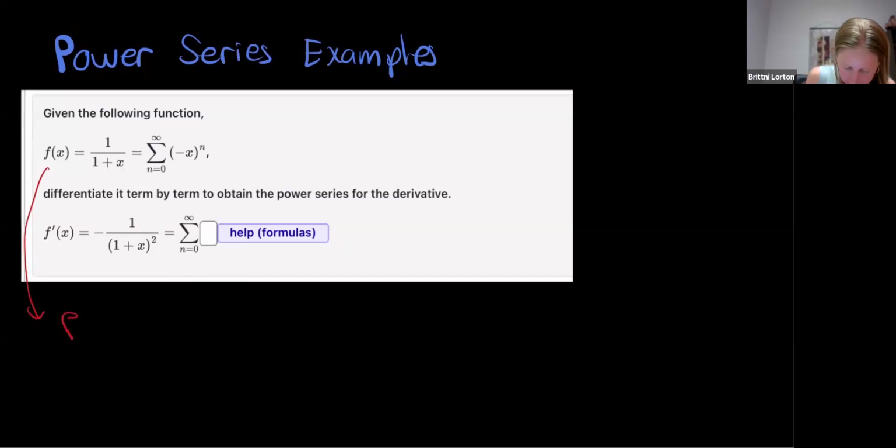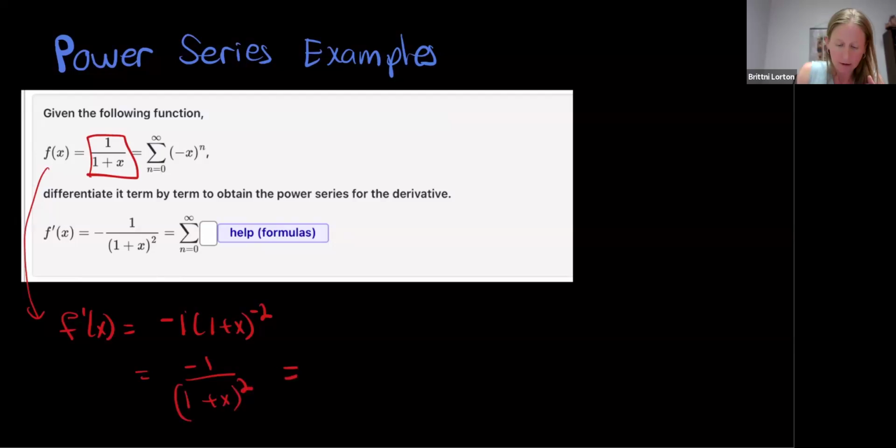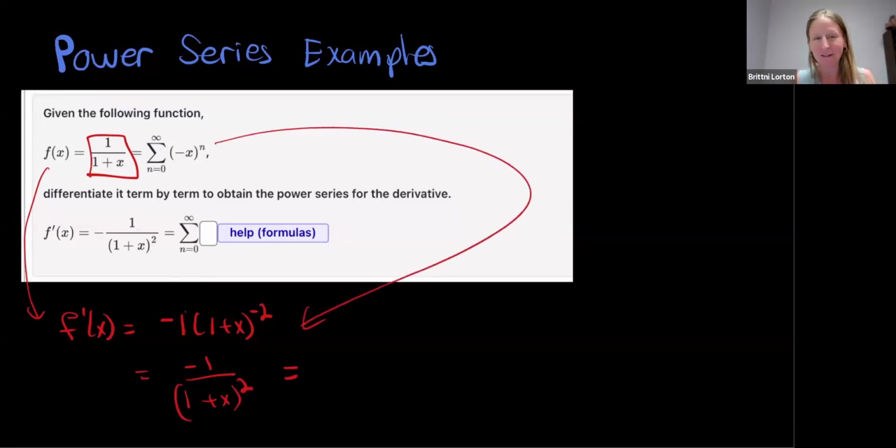I'll take the first derivative, f prime of x. We'll do each piece at a time. So this one, as a function, you might do the quotient rule if you want, which is fine. You are welcome to also think of it as 1 plus x to the negative 1, and its derivative is negative 1 times 1 plus x to the negative 2. That's using the power rule, which of course you can simplify if you'd like as negative 1 over 1 plus x squared. Okay. But you can't just take the derivative of one side of the equal sign. You have to also take the derivative of the other side.